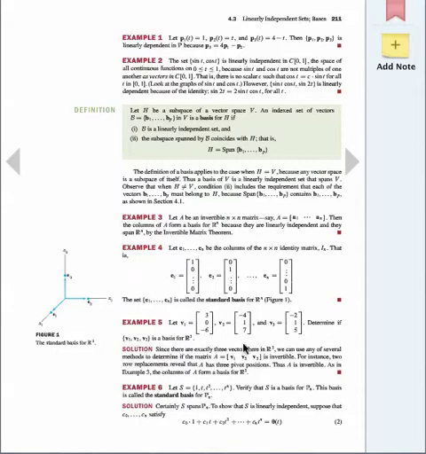Examples 3 and 4 and 5 and 6 all look at finding bases for certain subspaces. And some of these are important. I would spend your time here, especially example 4, which introduces a word, standard basis for Rn. Example 6 talks about standard basis for Pn, the nth degree polynomials.